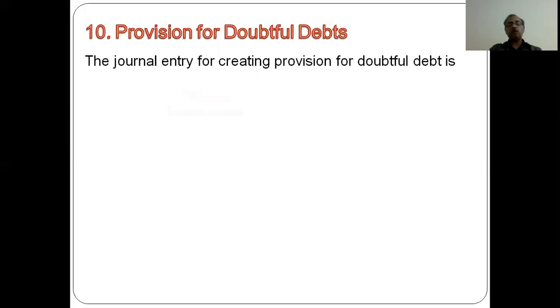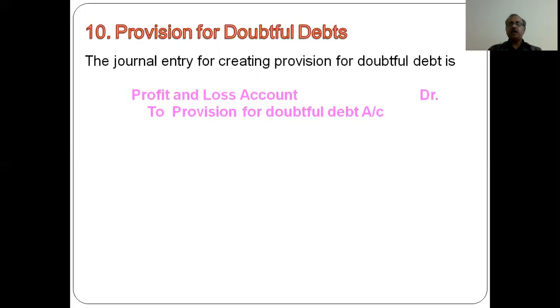So journal entry, how to create provision? Whatever the provision may be, we used to create it by debiting the profit and loss account. So the journal entry will be profit and loss account debit to provision for doubtful debts account. Always, whatever the provision, we create it by debiting the P&L account.